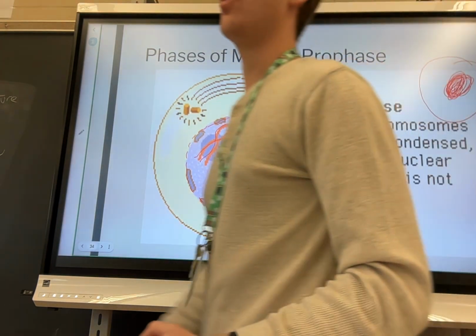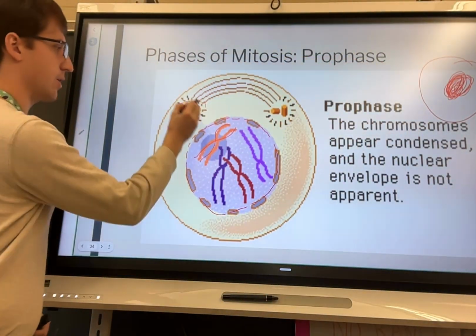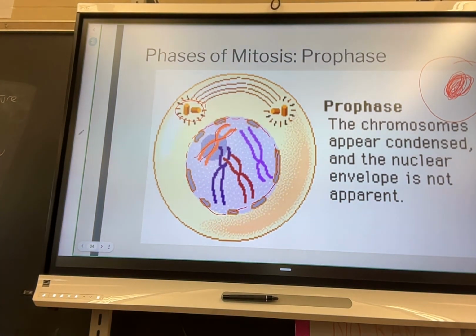The other thing to note are these little yellow things up here. Anyone think they remember what these are? Yes. These are the centrioles or centrosomes. So the centrosomes, we said, in animal cells were important for cell division. It's only found in animal cells.